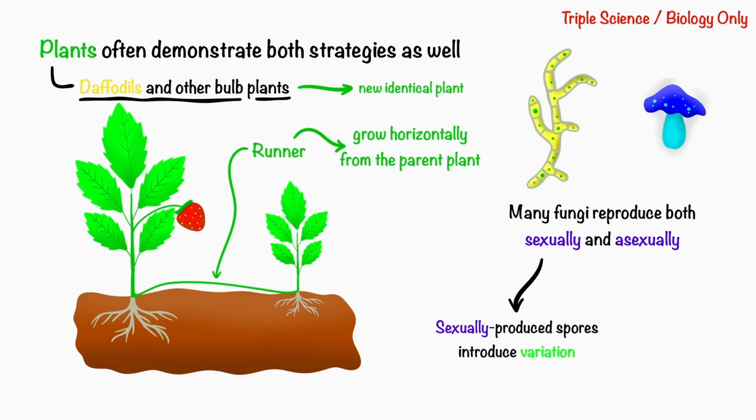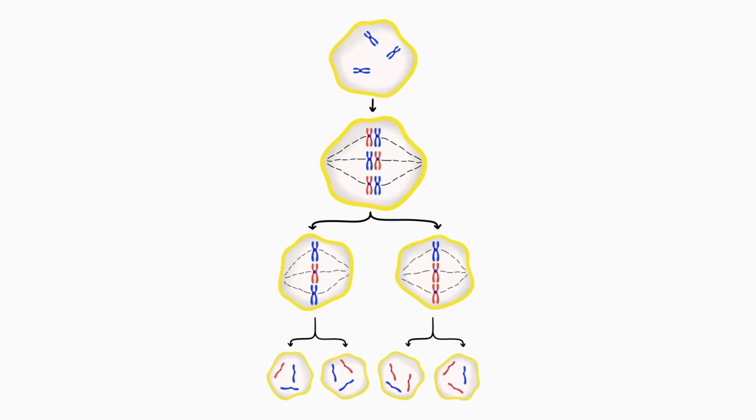The ability to use both reproductive strategies gives these organisms flexibility. They can reproduce sexually to generate genetic diversity, helping the species adapt to changing conditions. In our next episode, we'll delve deeper into meiosis, the special type of cell division that produces gametes with half the normal number of chromosomes.